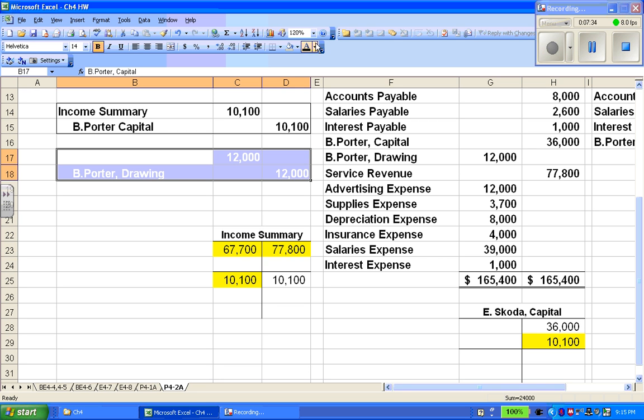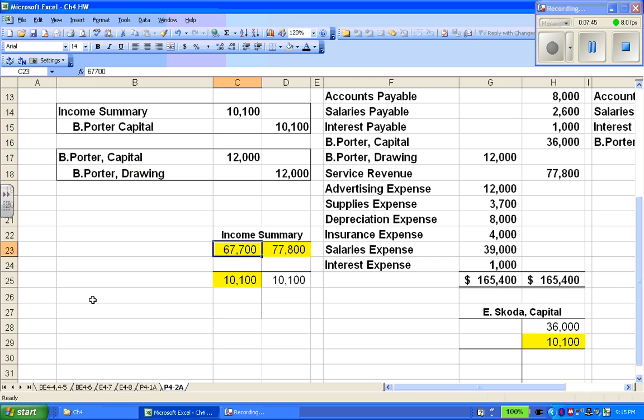The drawing account is not considered in the calculation of net income. That's why we do not close it out to the income summary. Right? Income summary is summarizing your income. Hopefully you have income. But we could call it income or loss summary because you may have a loss, right? It'll be summarizing your loss. But anyway, all right, let me continue.